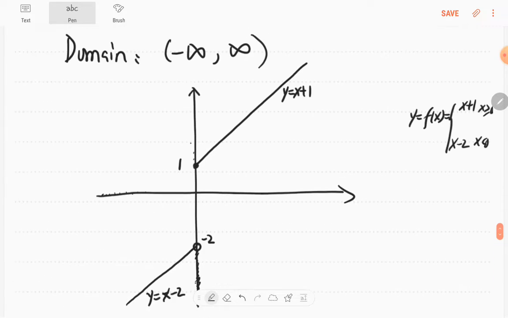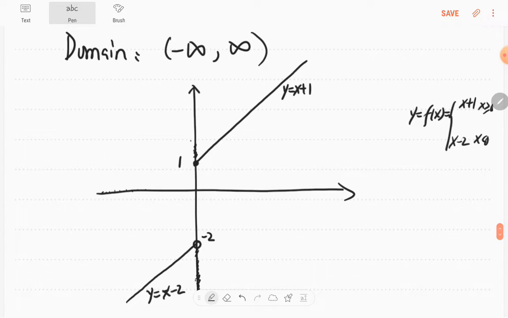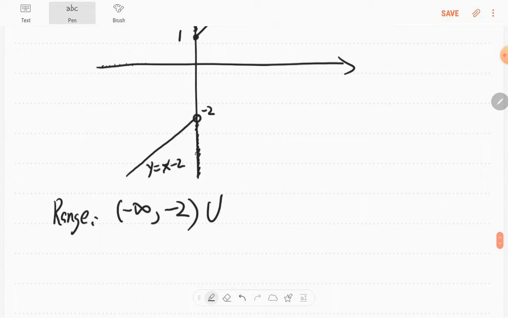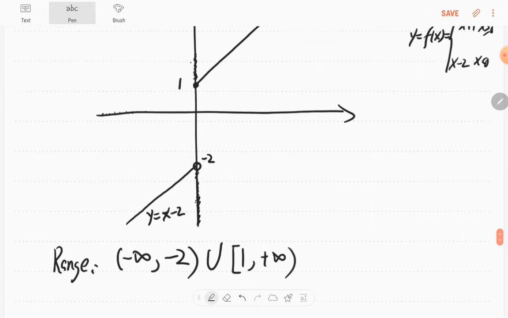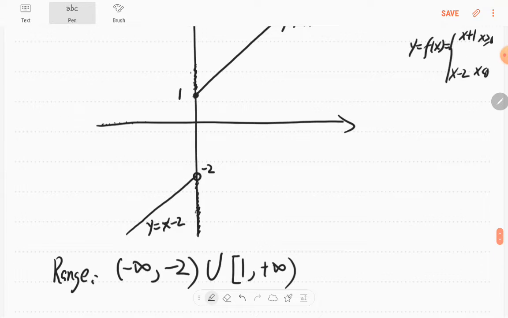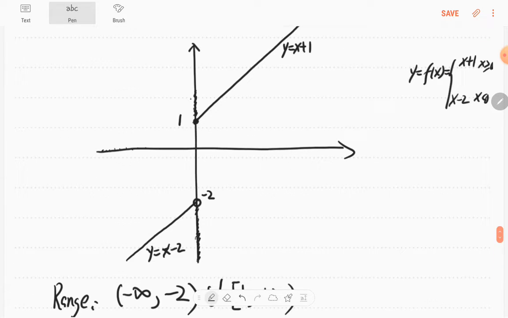union this part, 1 to positive infinity, and the 1 should be included because this is a solid point. So between 1 and negative 2, there are no points on the curve corresponding to these y values.